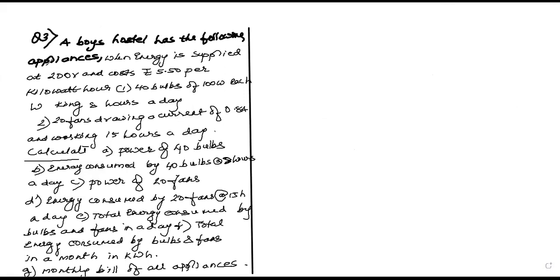A boys' hostel has the following appliances. Energy is supplied at 200 volts and costs rupees 5.50 per kilowatt hour. 40 bulbs of 100 watt each are working for 8 hours a day. 20 fans drawing a current of 0.8 ampere are working 15 hours a day.